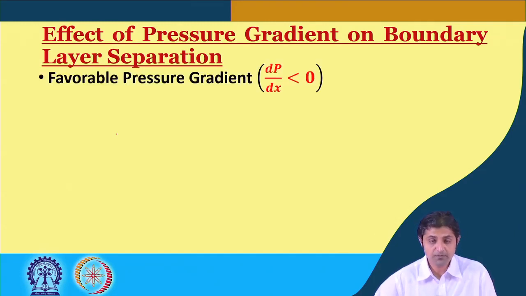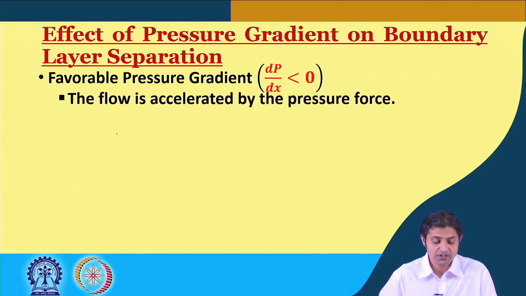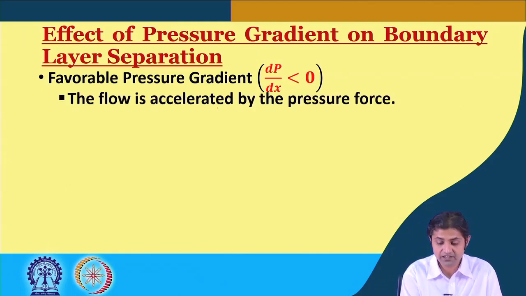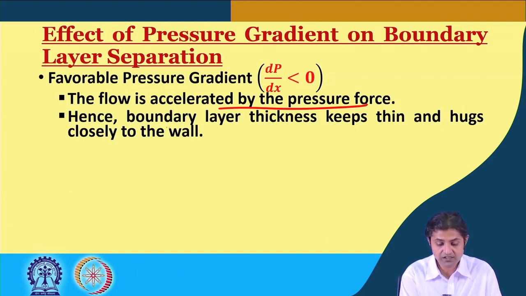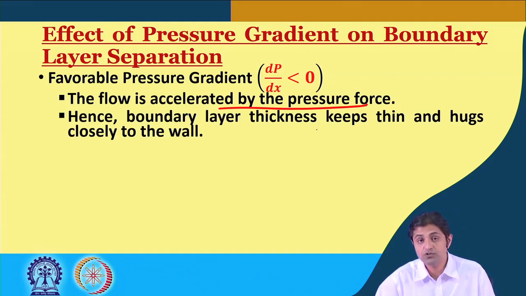So, what is a favorable pressure gradient? That the pressure gradient dP dx is less than 0. So, if pressure at one point is higher than at the second point, then the flow will occur. That is the favorable pressure gradient. In this case, the flow is accelerated by the pressure forces, hence the boundary layer thickness stays thin and hugs closely to the wall.